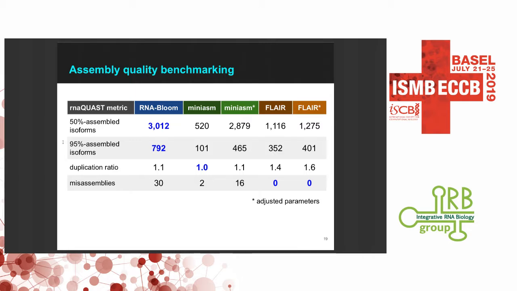And we can see that RNA-Bloom has the best transcript reconstruction compared to Mini-ASM and FLAIR. This is actually surprising to me because given that FLAIR is a reference-based assembly approach, I would actually expect it to have the best transcript reconstruction. What's not surprising in this set of results is that FLAIR has no misassemblies. So in summary, I have developed a reference-free assembly method for Nanopore RNA-seq data.